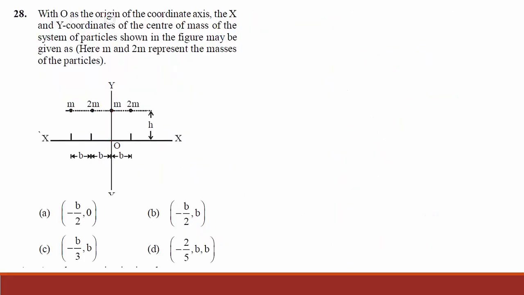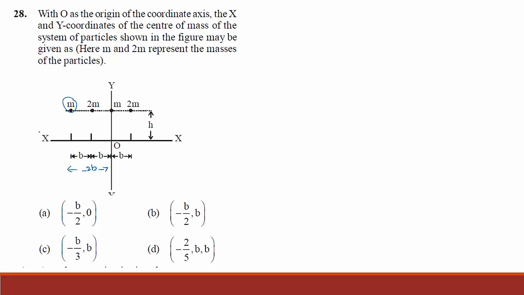With O as the origin of the coordinate axis, the x and y coordinate of center of mass of system of particles shown in the figure may be given as, here m and 2m represent the masses of the particles. This is xy coordinate. Here totally there are 4 particles. Let us consider the first particle is having mass m, and from the origin of the coordinate system, the total distance is 2b, which is along negative x-axis, so we can write minus 2b.